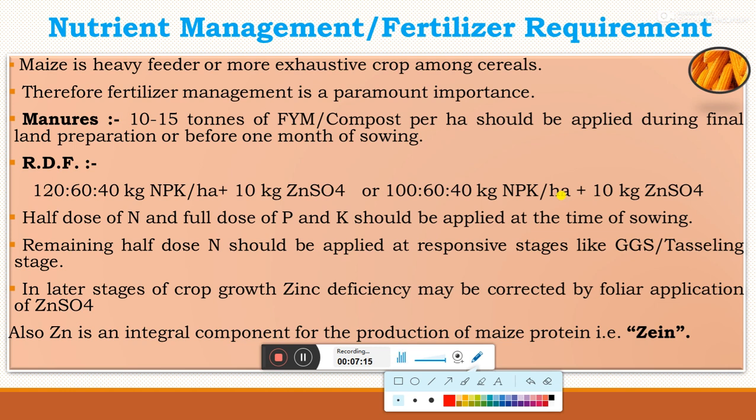as the half dose of nitrogen and full dose of the P and K should be applied at the time of sowing, and the remaining half dose of nitrogen should be applied at the responsive stages, that is the demanding stages like the grand growth stage and the tasseling stage. In later stages of crop growth, the zinc deficiency may be corrected by the foliar application of zinc sulfate. Also, zinc is an integral component for the production of maize protein, that is called as zein. This is the nutrient management or fertilizer requirement of maize.